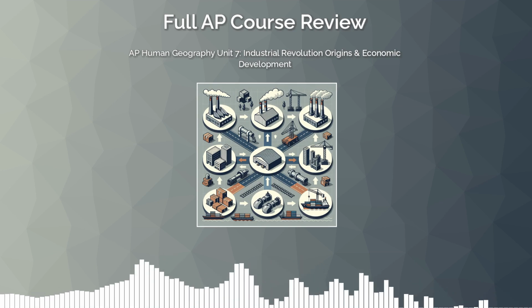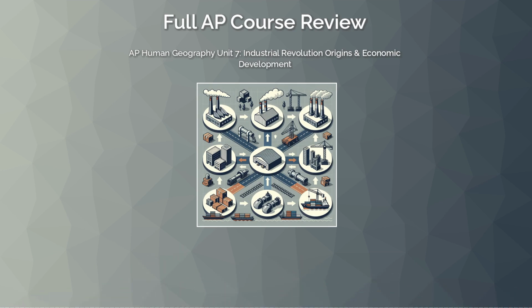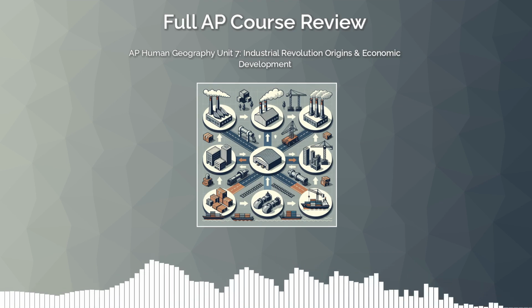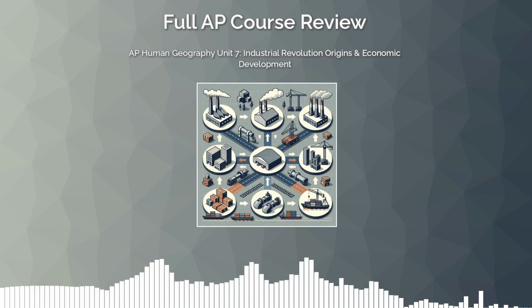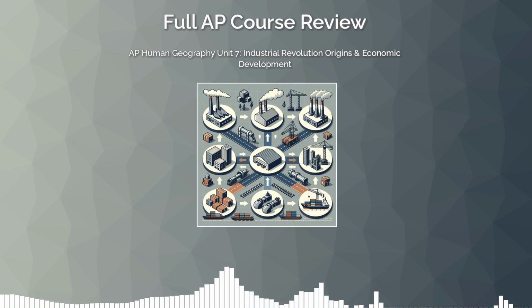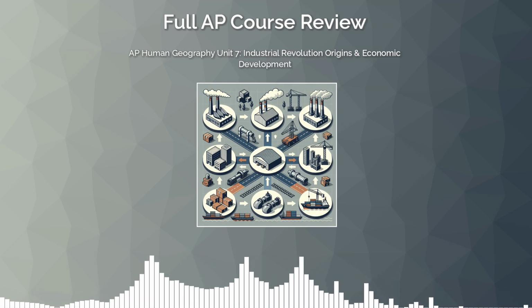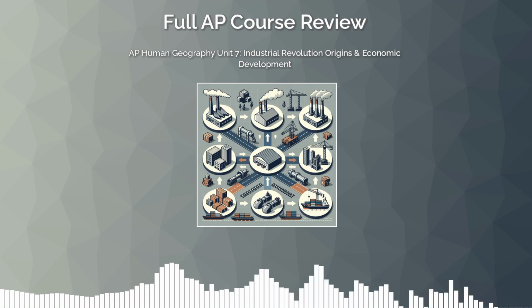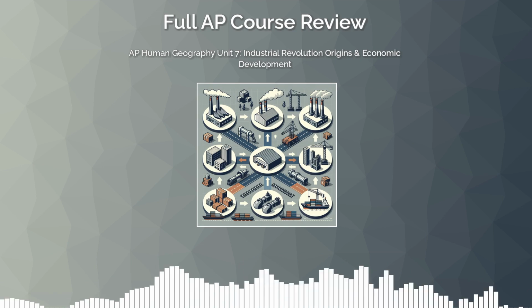The Gini coefficient, inequality within a country. Now let's talk about a concept that trips up a lot of students, the Gini coefficient. While HDI tells you about average development, the Gini coefficient measures income inequality within a country. It ranges from 0 to 1, where 0 means perfect equality. Everyone earns exactly the same.